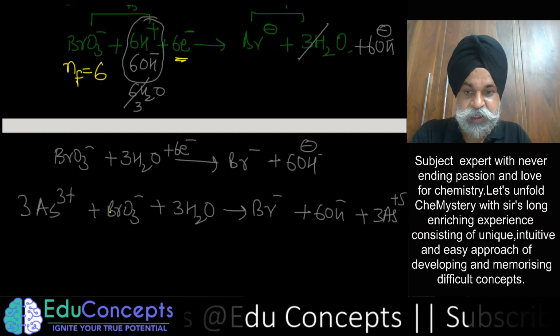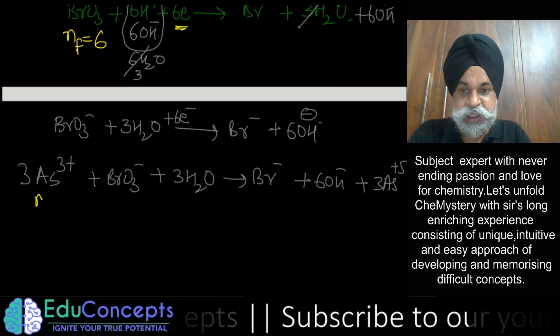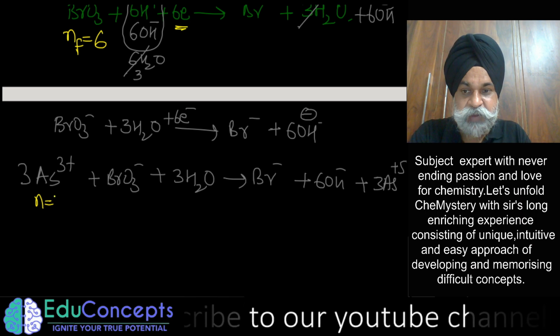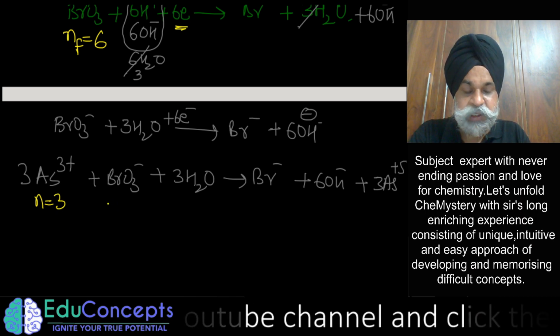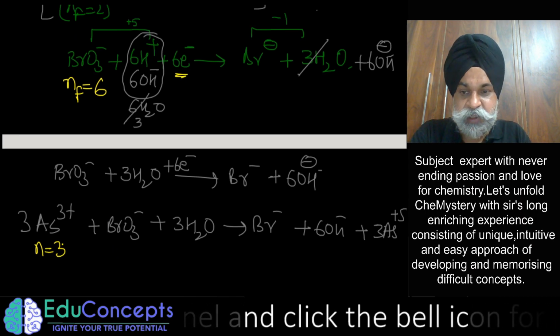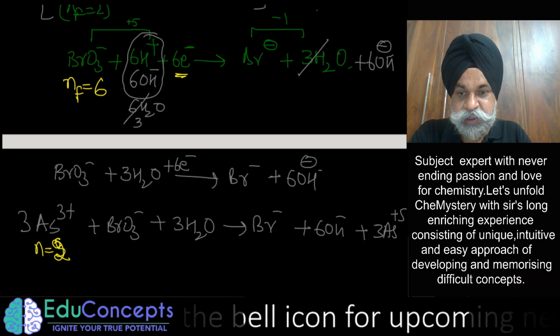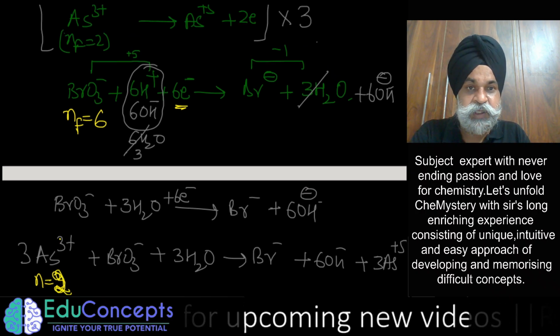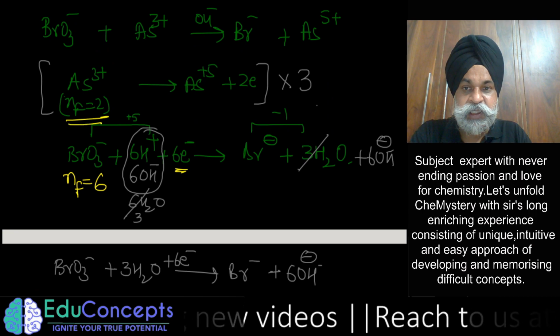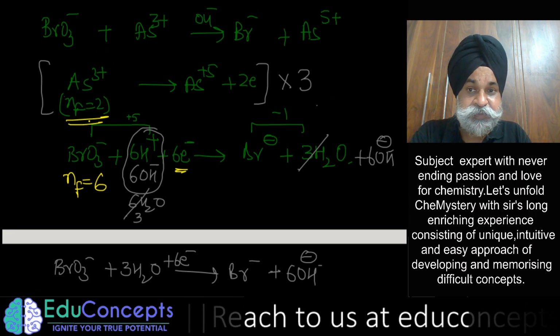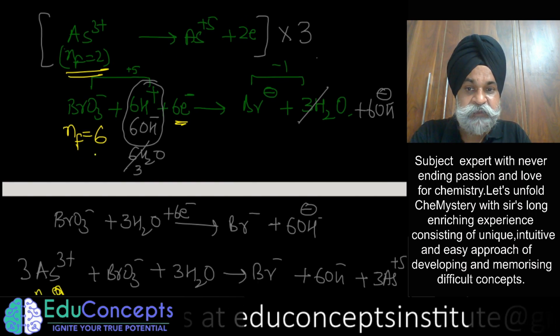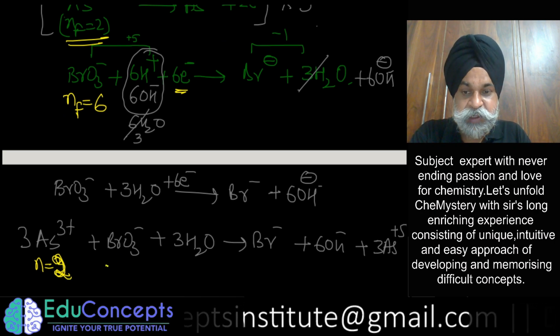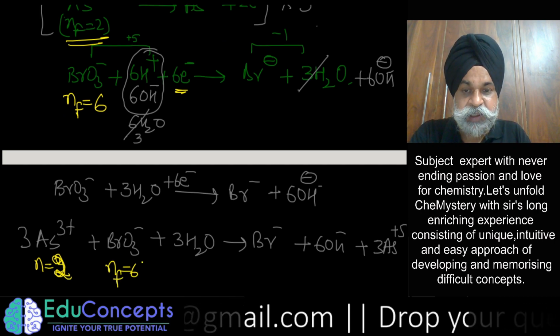So here the N factor for this one came out to be 3, isn't it? Sorry, I wrote it wrong. This is 2, N factor is 2 here. If you could see, N factor here was 2, and here what is the N factor? It is 6. N factor is 6.